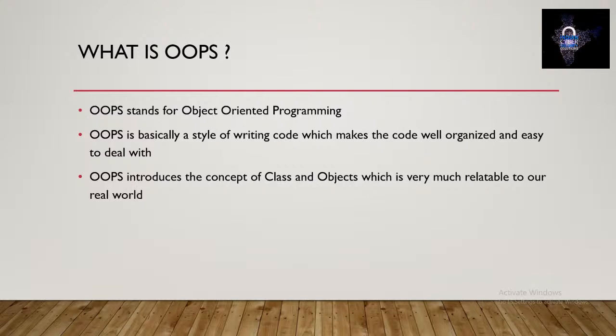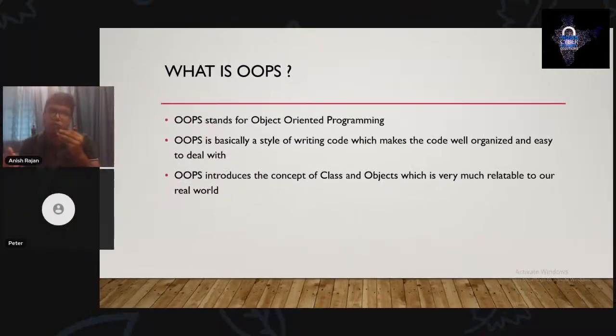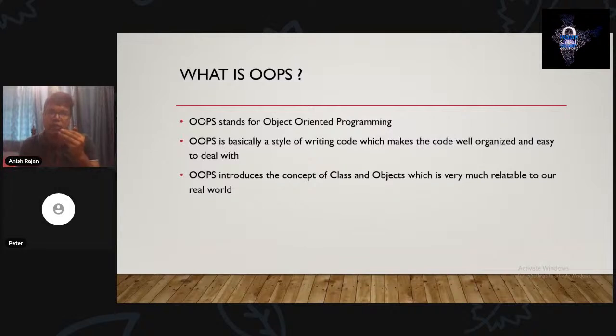So it's much easier to understand for someone who hasn't written the code. For someone who hasn't written this code, it's much easier to understand what's actually happening. Okay. Now what happens is that OOPS introduces the concept of class and objects, which is very much relatable to our real world. In a few minutes, we'll see how it's relatable to our real world.